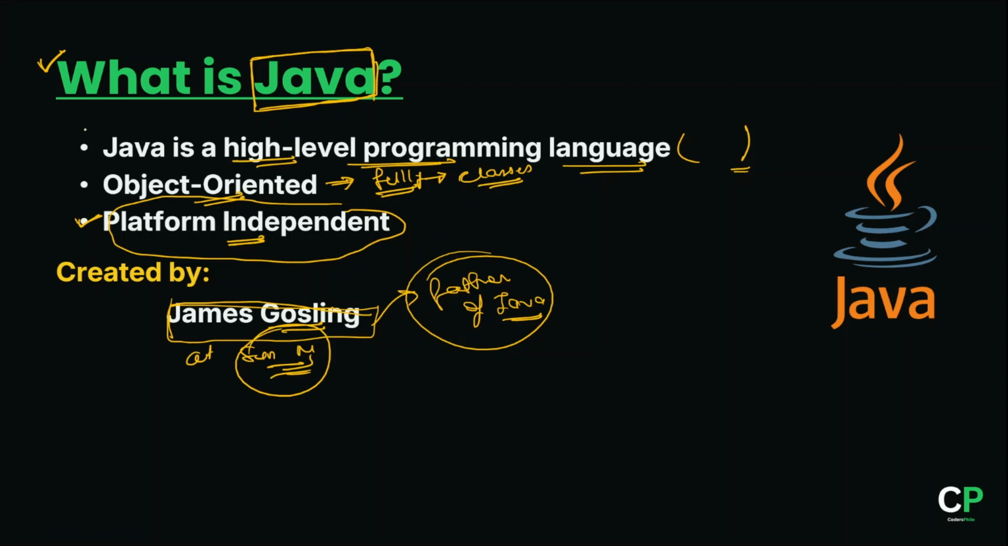So what is Java? Java is a high-level programming language. It is object-oriented. It is platform-independent. It was created by James Gosling, and he is also known as the father of Java.